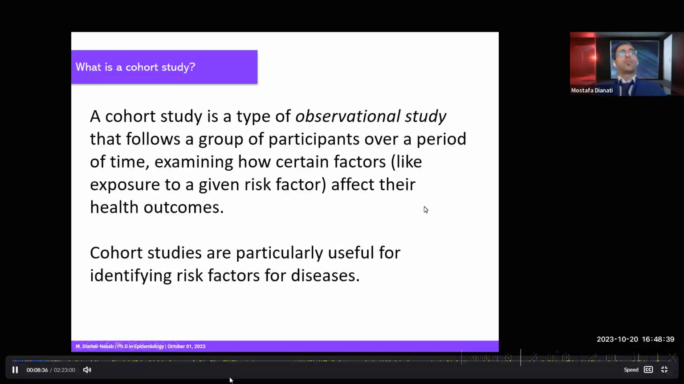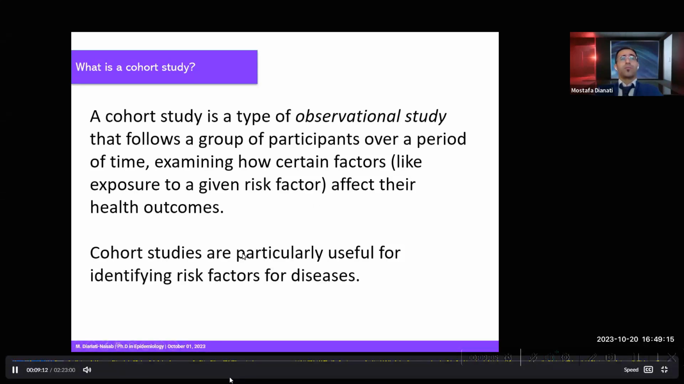So we know that a cohort study is an observational study, and it follows a group of people, or sometimes we can include a group of participants from different countries, different continents, to examine how a certain factor, for example, air pollution, or exposure to smoking, and so on, can affect individuals' health outcomes.